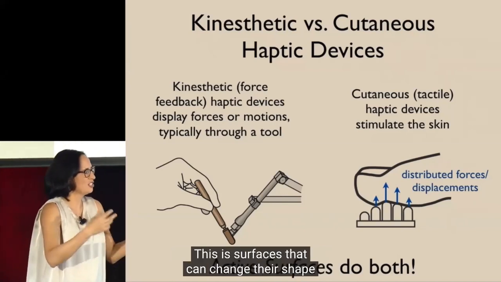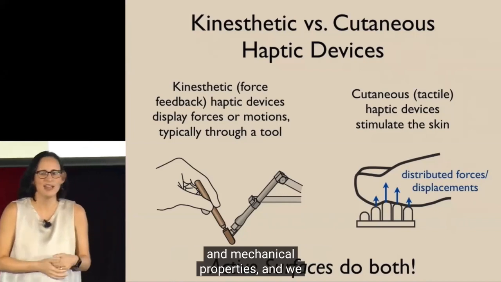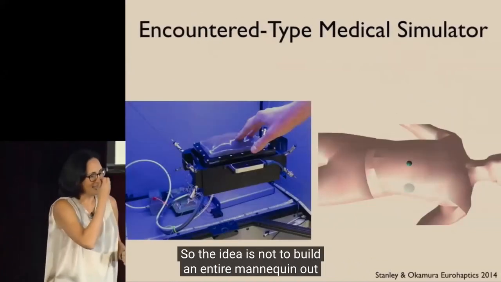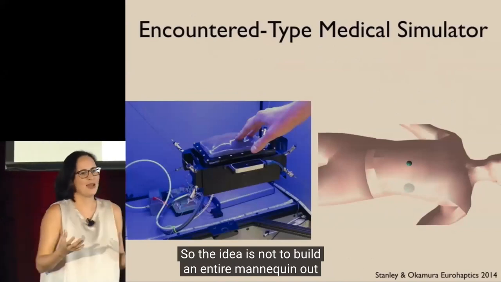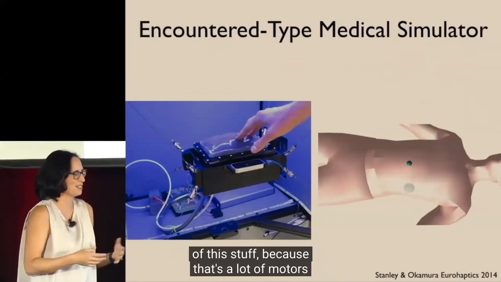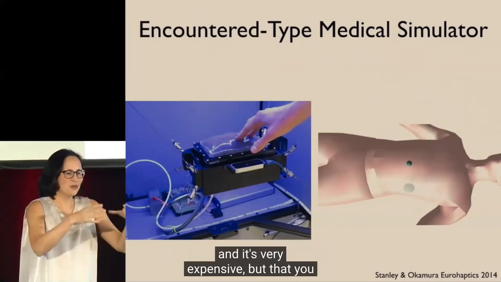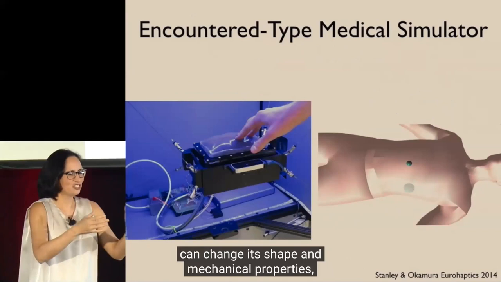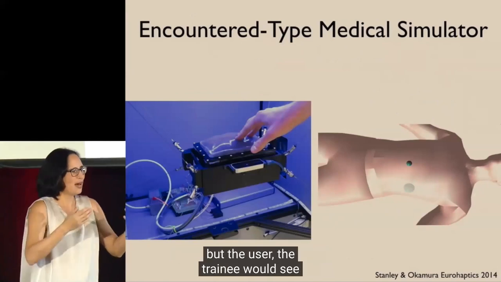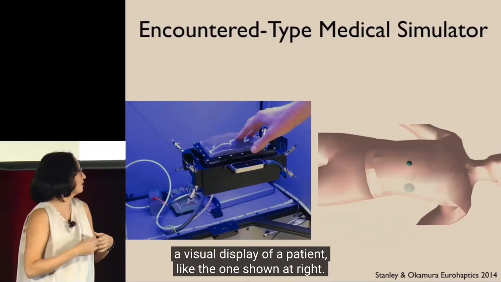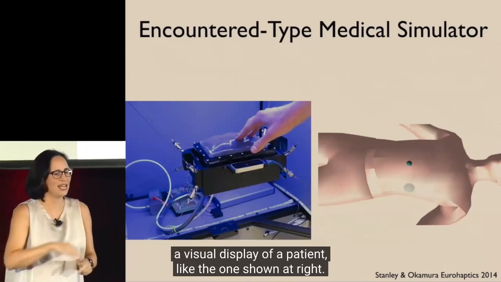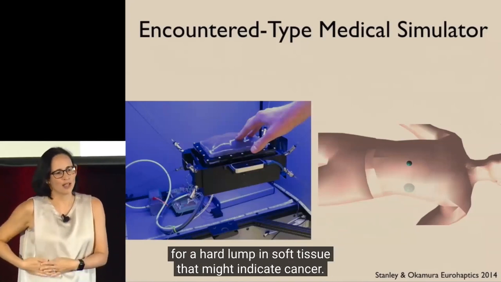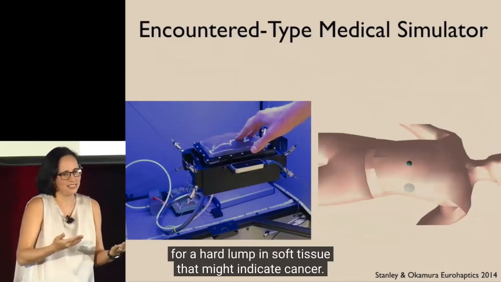These are surfaces that can change their shape and mechanical properties, and we wanted to try to do this for medical simulation. So the idea is not to build an entire mannequin out of this stuff, because that's a lot of motors and it's very expensive, but to have a little block of material that can change its shape and mechanical properties. The user, the trainee, would see a visual display of a patient, like the one shown at right, and their hand is being used to palpate and look, for example, for a hard lump in soft tissue that might indicate cancer.